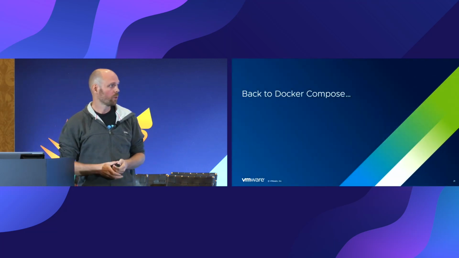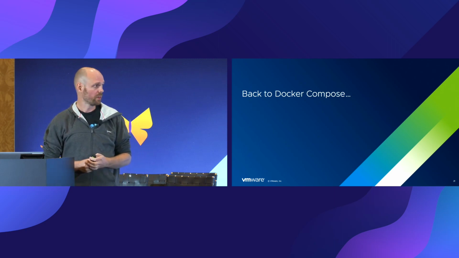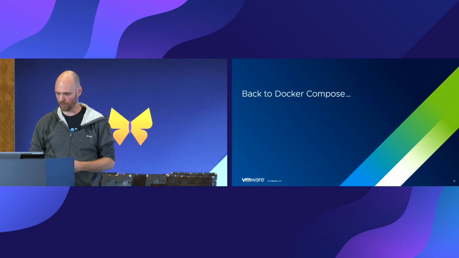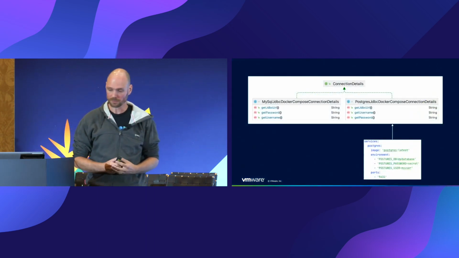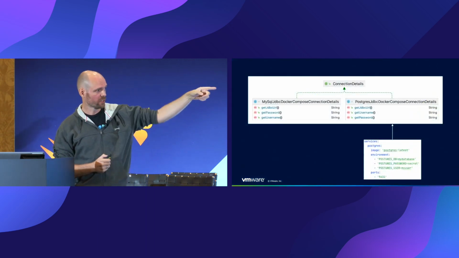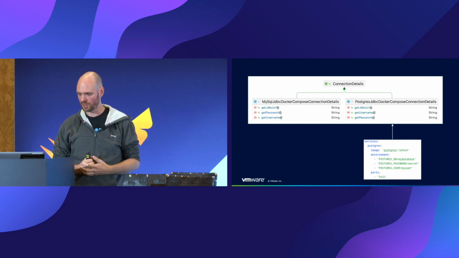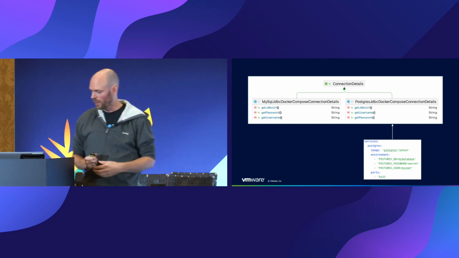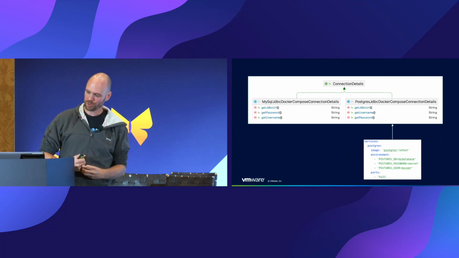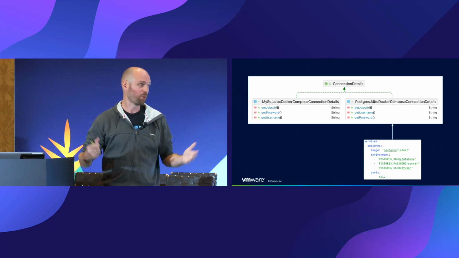Okay, now that we know that there is a nice little abstraction behind the covers, let's talk about Docker Compose, because the Docker Compose thingy is built on top of that abstraction. And here you can see there are the connection details, and you have, for example, 2 implementations of it. The one is the MySQL JDBC Docker Compose connection details abstract proxy factory bean pattern. And the other thing is the Postgres JDBC Docker Compose connection details, because we really like long class names.